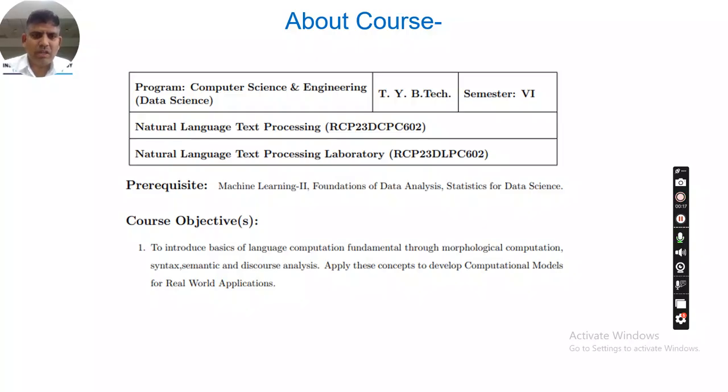The course name is Natural Language Text Processing. It also has a laboratory in your syllabus, and you are going to study this course in your semester 6. The prerequisites for the course are Machine Learning 2, Foundations of Data Analysis, and Statistics for Data Science.